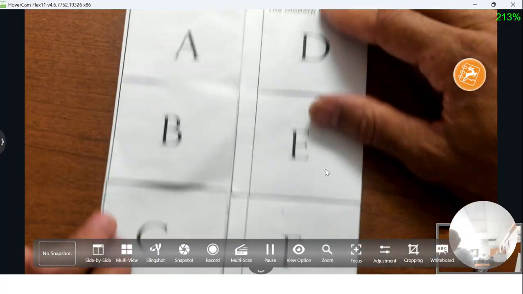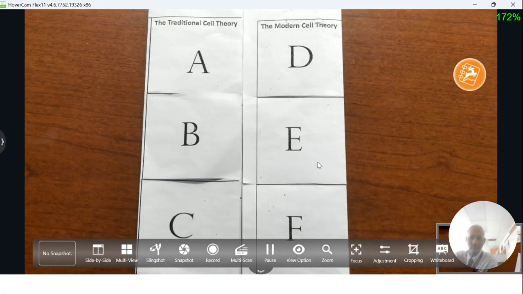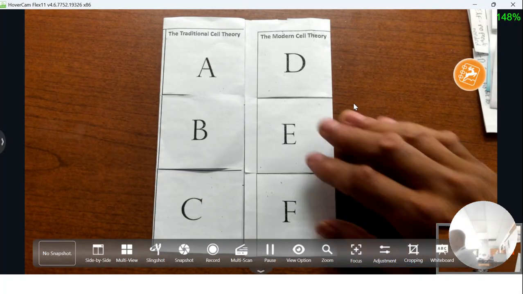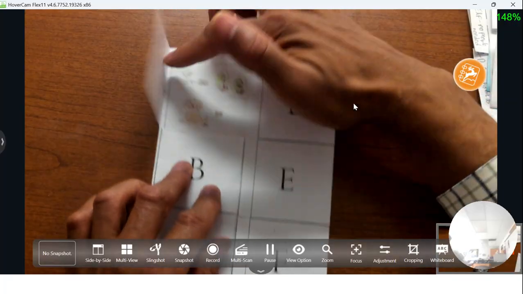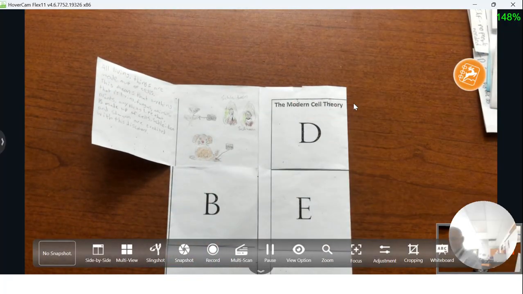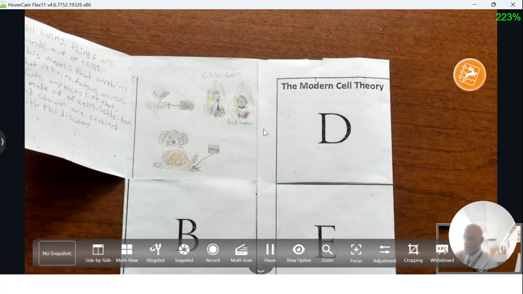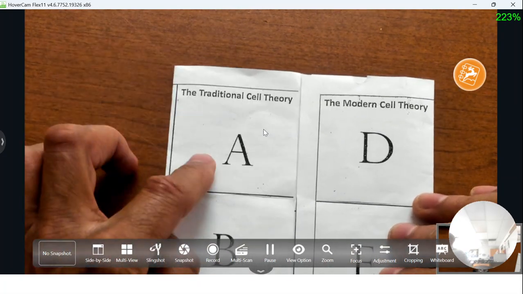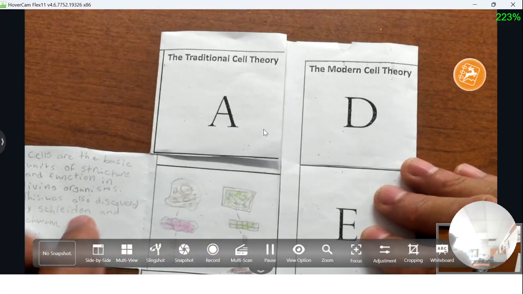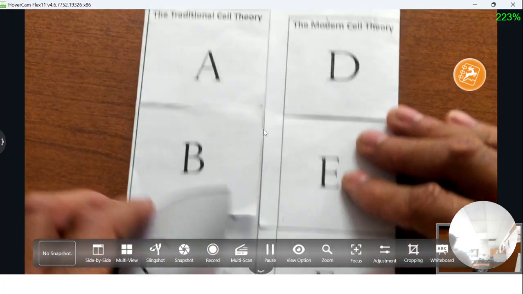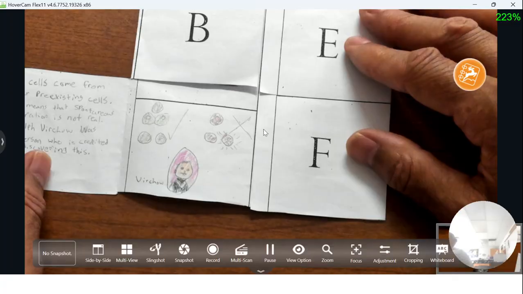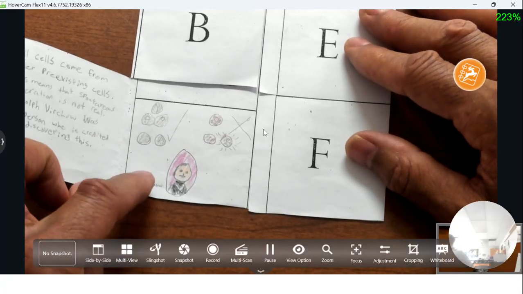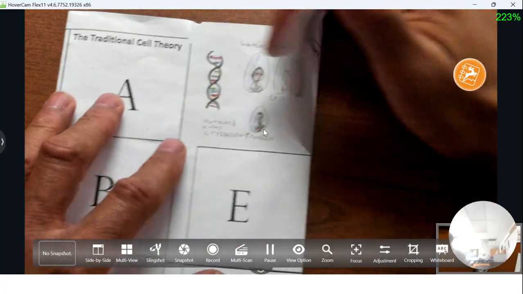So it is a foldable. Foldable, as the kids are tired of me saying. So here's A. I didn't require that they cut them. Traditionally, that's what you do. So you have 2 tabs. You have a tab for B, basic unit structure. All cells come from pre-existing cells. They added in the historical figure. I'll mention that with the next one.